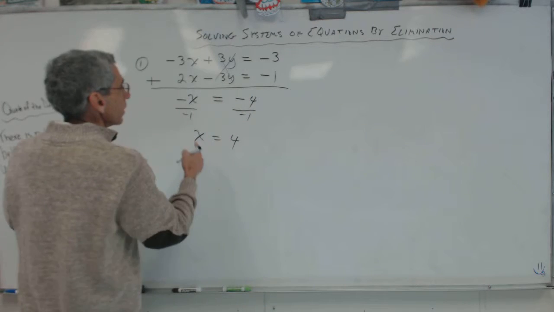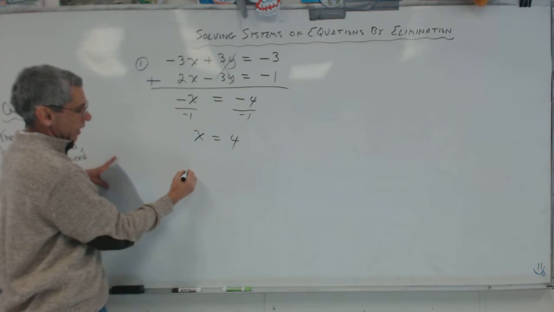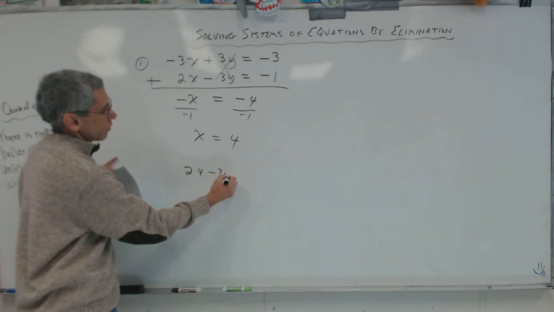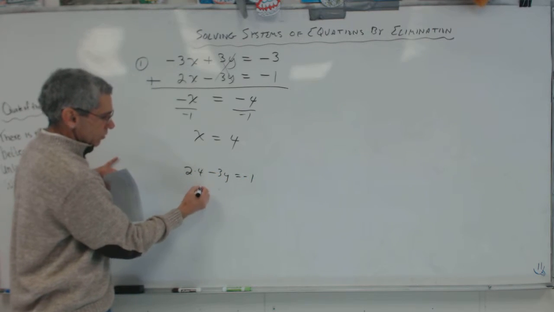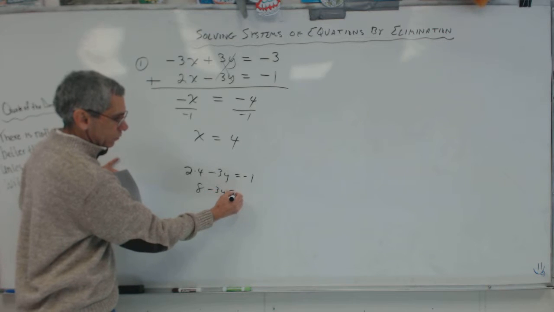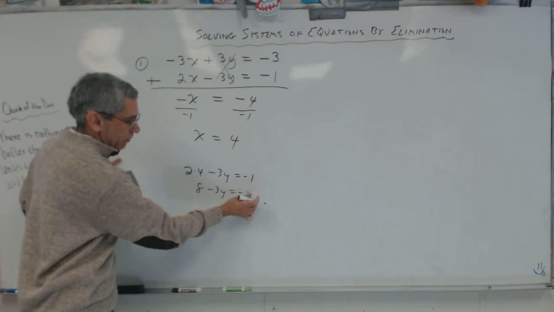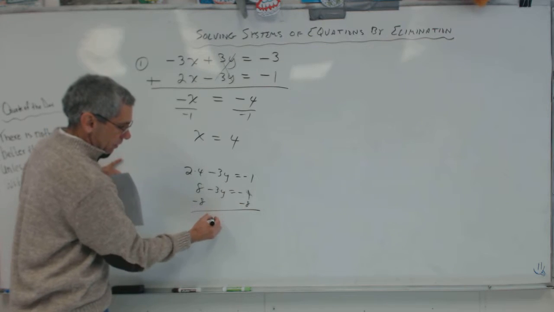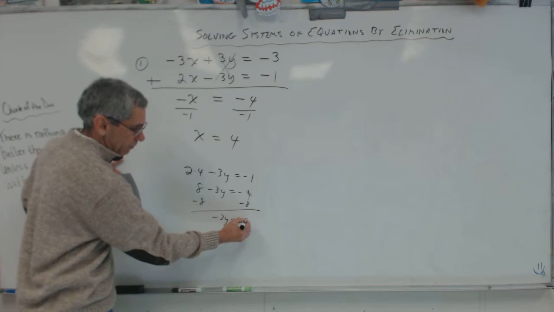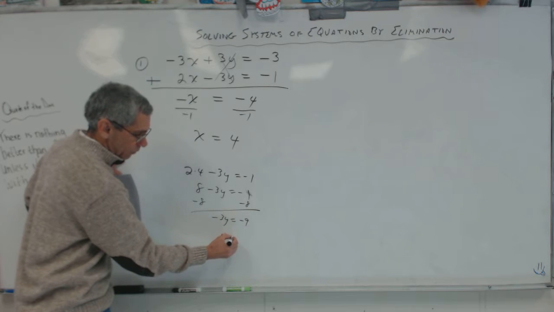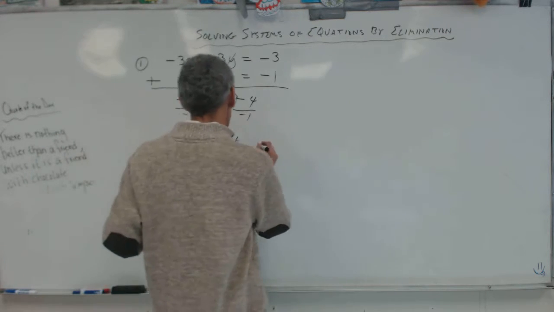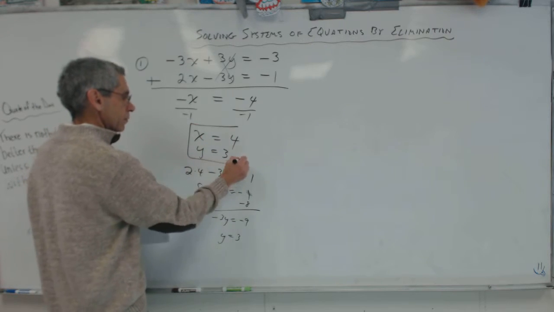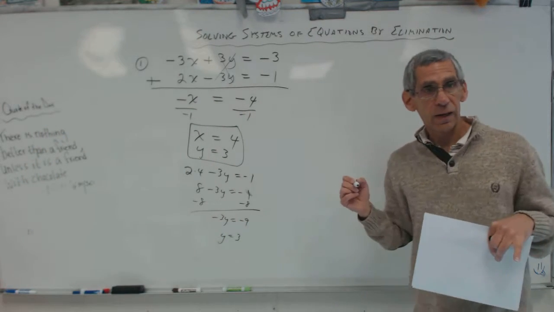For the answer to y, you just figure it out. You just say, okay, I think I like this one better. 2x, so 2 times x, 2 times 4, minus 3y is equal to -1. So 8 minus 3y is equal to -1. Subtract 8, subtract 8. -3y is equal to -9. Divide by -3, y is equal to 3. Okay, so I know x is 4 and y is 3. Pretty easy, right?